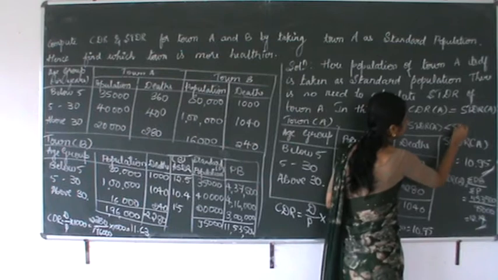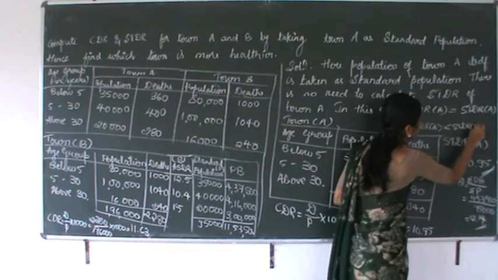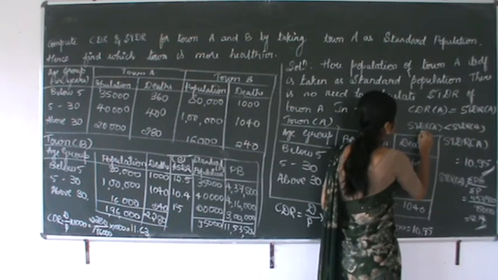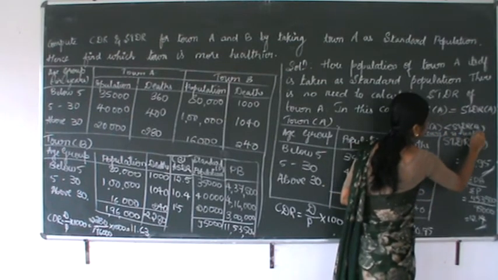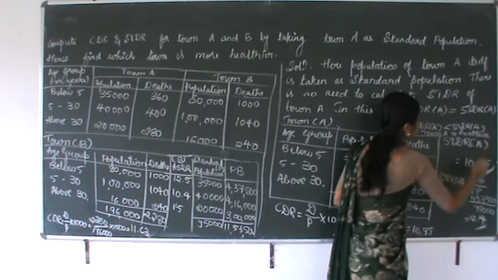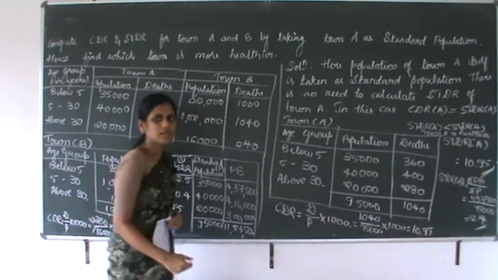less than STDR of town B. Therefore, town A is healthier. So this is the conclusion.